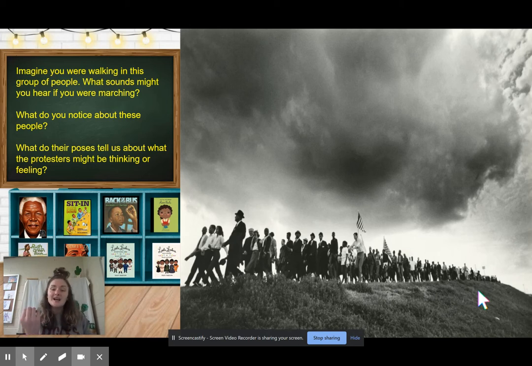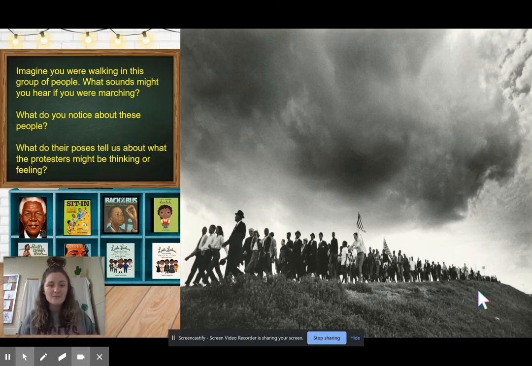So, in my mind, if I was marching with this group of people, I'd be thinking of that song, Ain't Gonna Let Nobody Turn Me Round, right? That was a freedom song, right? That was a protest song. So in my mind, I imagine myself walking, hearing crunching feet and hearing people sing that song for freedom and not giving up.